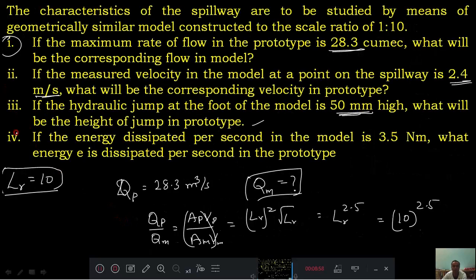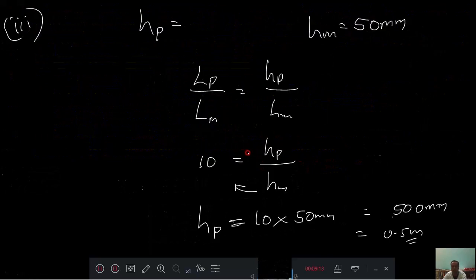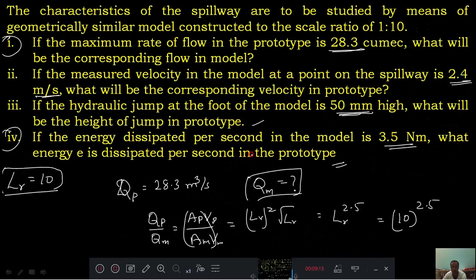Now we'll go to the next one. If the energy dissipated per second in the model is 3.5 Newton meter, what energy E is dissipated per second in the prototype? They want energy. Energy per second means it is power. Energy per second means it is power only.